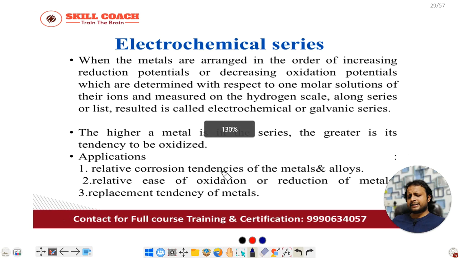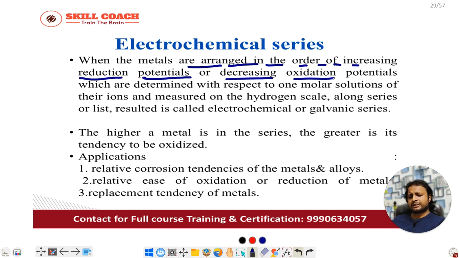Let us understand what the electrochemical series is. When metals are arranged in order of increasing reduction potential or decreasing oxidation potential, determined with respect to a 1 molar solution of their ions and measured on the hydrogen scale, the resulting list is called the electrochemical or galvanic series.